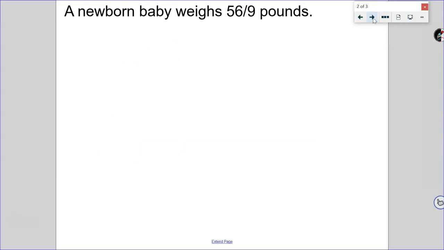A newborn baby weighs 56/9 pounds. No doctor in the history of baby delivering has ever said your baby weighs 56/9 pounds, because that's improper. So we know what we would have to do.